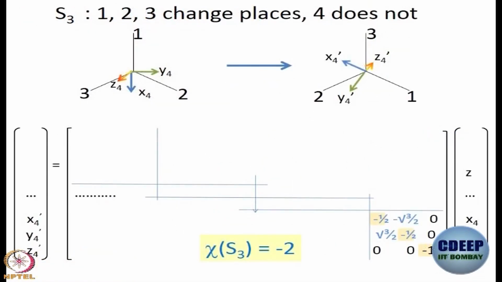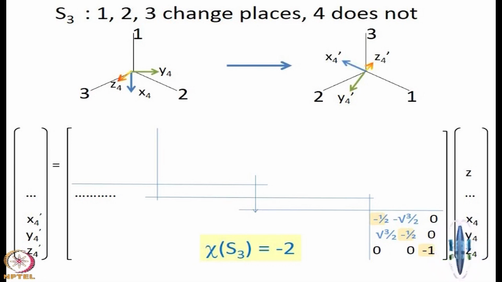S3, what happens when I do S3? S3 is similar to C3 in that 1, 2 and 3 interchange places, 4 remains in its own place. What is the only difference? You are doing an additional reflection. So, Z will become minus Z, that is all. Okay. So, what is it then? This is the only block you have to worry about.